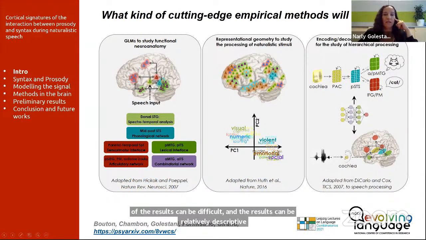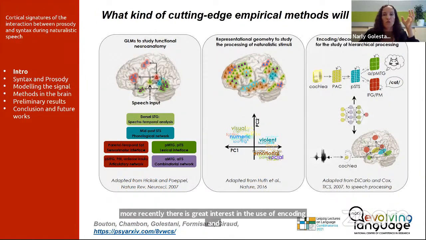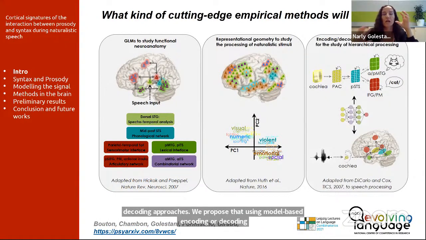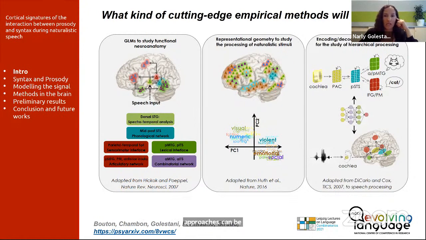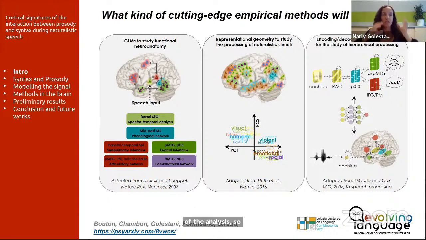And then finally, more recently, there is a growing interest in the use of encoding and decoding approaches. And we propose that using model-based encoding or decoding approaches can be good, because this constrains the kinds of interpretations that can come out of the analyses. So as such, these approaches can be, again, good in terms of being relatively more data-driven, but still ingrained within a model.